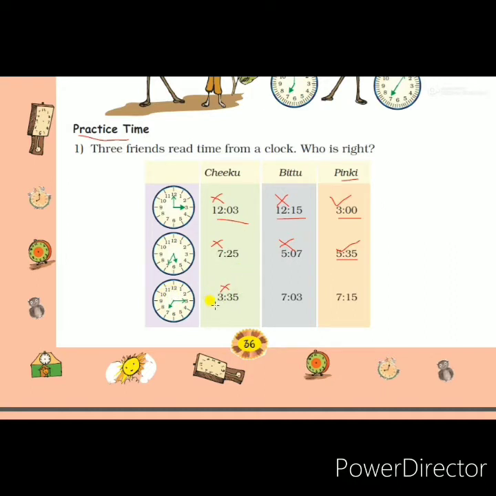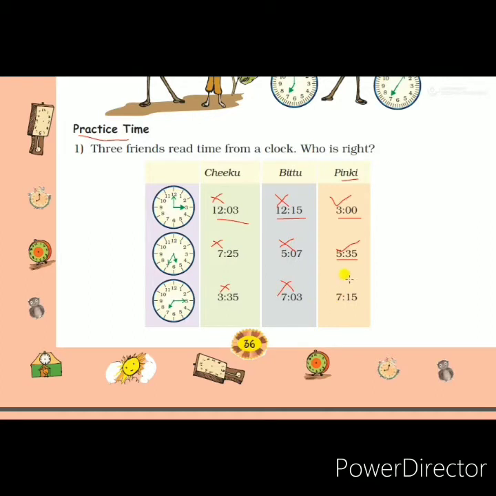Now see Bittu's answer, 7:03. If it is 7:03, the hour hand should be at 7 and the minute hand should be between 12 and 1. That means 3 minutes. From 12 o'clock, 3 small divisions are there, so the minute hand should be at the third small division. But here it is not showing that place. So Bittu's answer is also wrong.